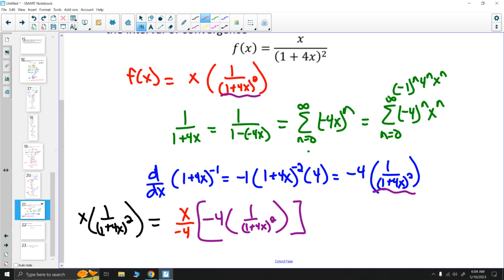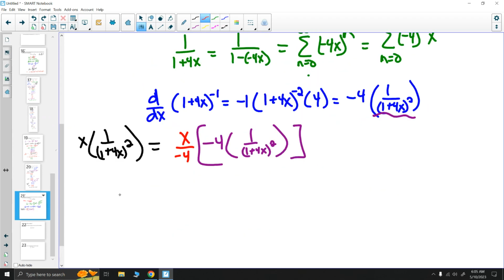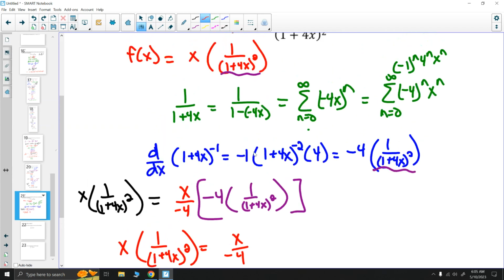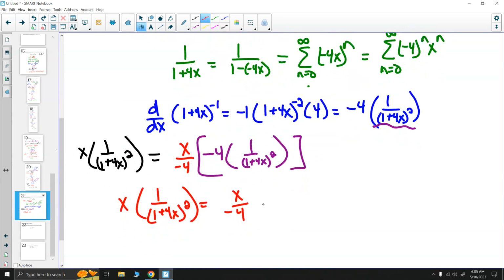Basically, all we need is an x and a -4. So the x to give it the x that this one has, and dividing by -4 to get rid of this -4 here, so it goes to a +1. All right, so that tells us then that x times 1 over 1 plus 4x squared is equal to x over -4 times this thing. But what is this thing? This thing here is the derivative of this, which would be the derivative of this. So times d dx of our power series, n equals 0 to infinity, of -4 to the n, x to the n.